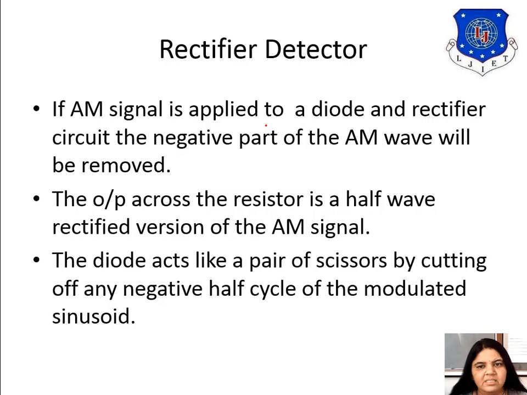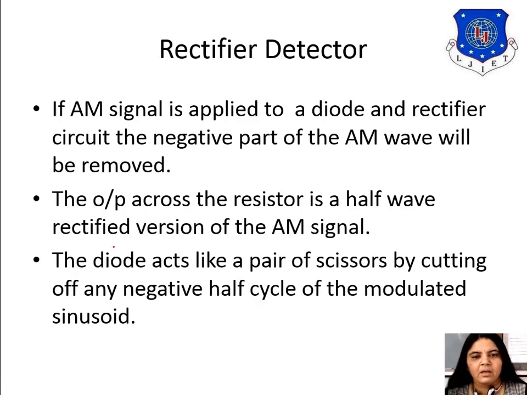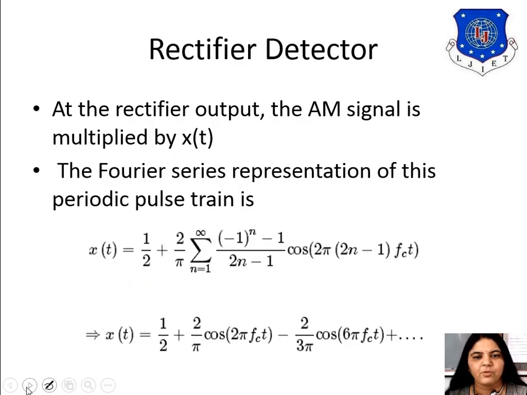If an AM signal is applied to a diode and rectifier circuit, the negative part of the AM will be removed. The output across the resistor is a half wave rectified version of the signal. The diode acts like a pair of scissors, cutting off any negative cycle of the modulated sinusoid. Now the rectifier output is the AM signal multiplied with x(t), that's a pulse train. Hence the half wave rectified output is.